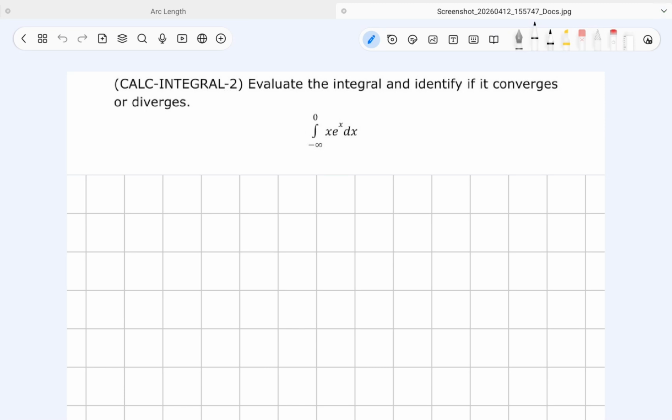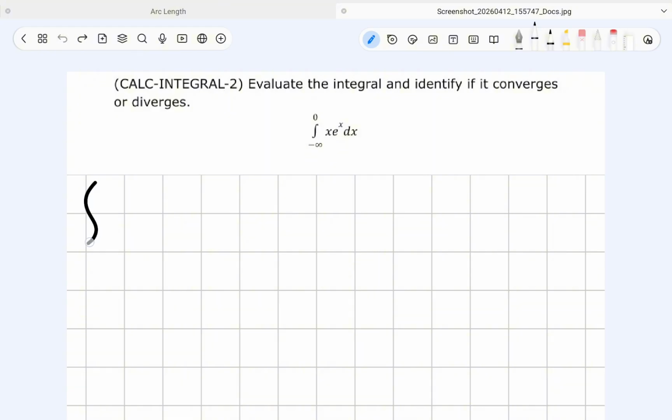Evaluate the integral and identify if it converges or diverges. And this is our integral, which is x times e to the x dx from negative infinity to 0. One thing to note, this is a type 1 improper integral because there's an infinity bound.